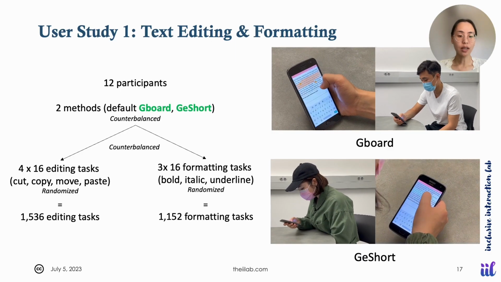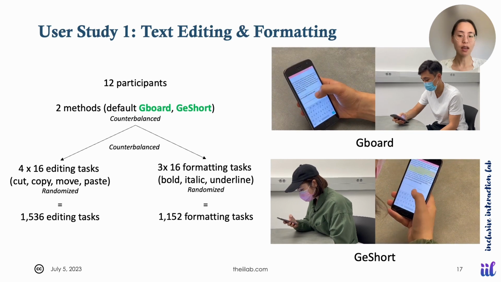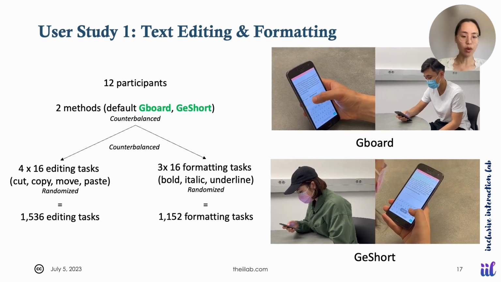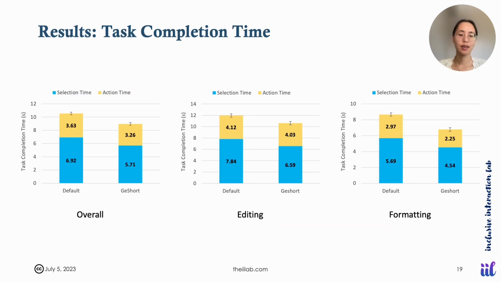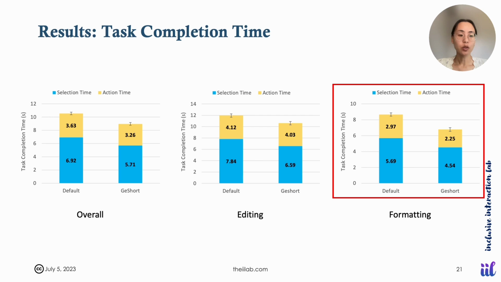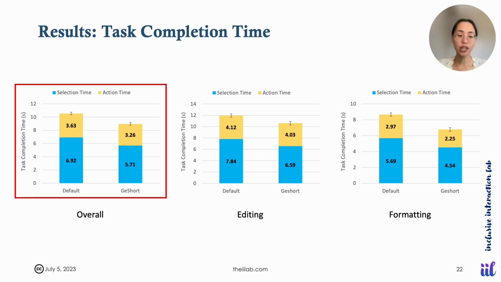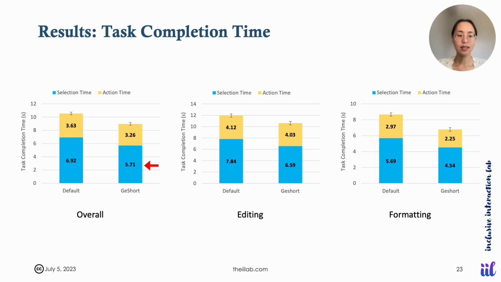We conducted a user study to compare basic text editing and formatting with the default Android keyboard, Gboard, and our method GeShort. Here are examples of experimental tasks of different selection patterns we used in the first study. Results reveal that users can perform editing and formatting tasks about 11% and 22% faster respectively with GeShort. Overall, GeShort was 15% faster, achieved by significantly reducing selection time by 11% and action time by 17%.